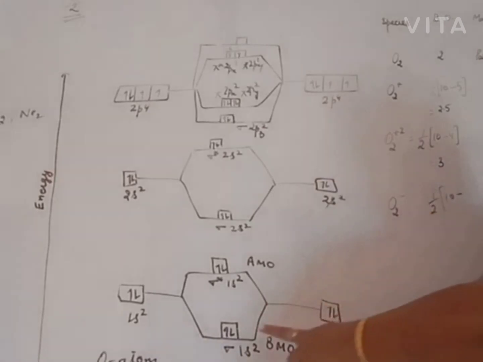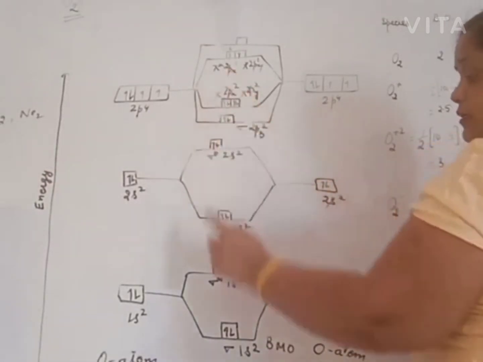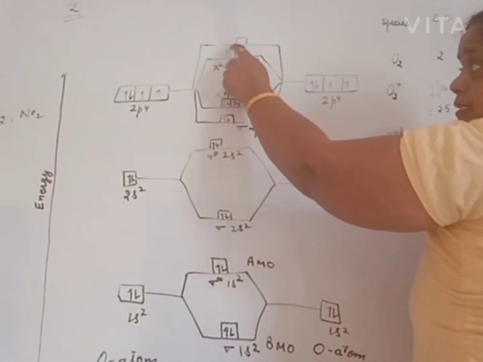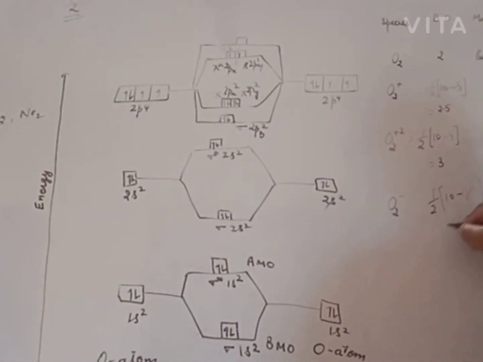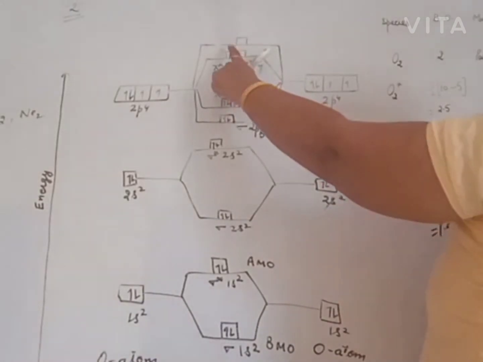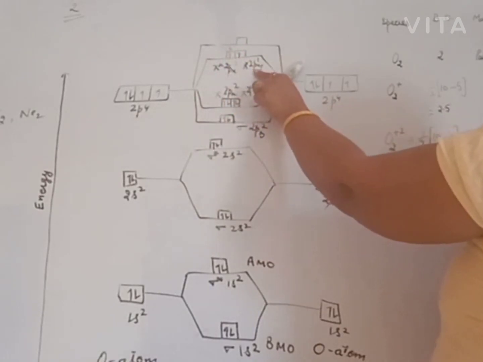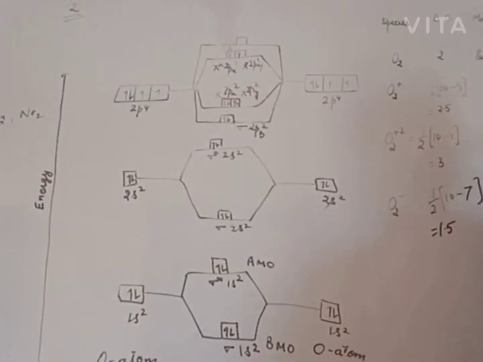Total bonding are 10. Total anti-bonding are 2, 4, 5, 6 and 7. The bond order is 1.5. Here 2px is paired up, but 2py is unpaired. If unpaired, it is paramagnetic. The bond order is less, which means it is less stable. When we compare the bond order of this ion with the others, it is less stable.